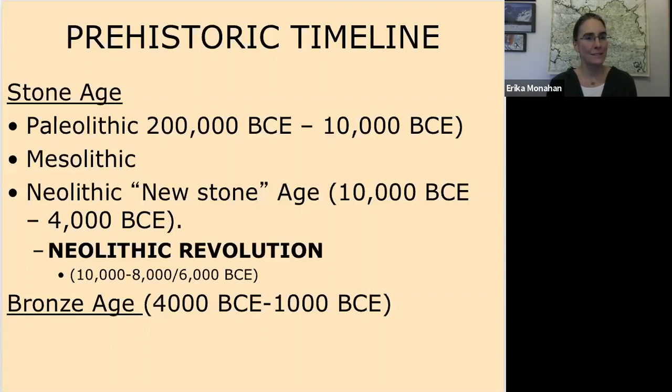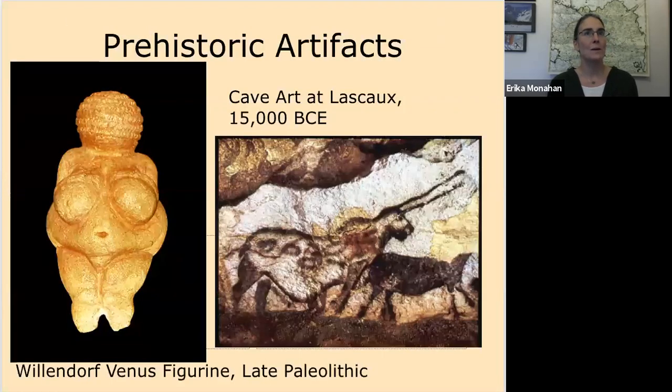And now for the rest of this slide, I can just show you quite quickly. These are some prehistoric artifacts. One of the earliest, the Venus figurine, one of the earliest pieces of art, perhaps made for a ritual or religious reason. And then the cave art at Lascaux in France that was probably drawn about 15,000 BCE.